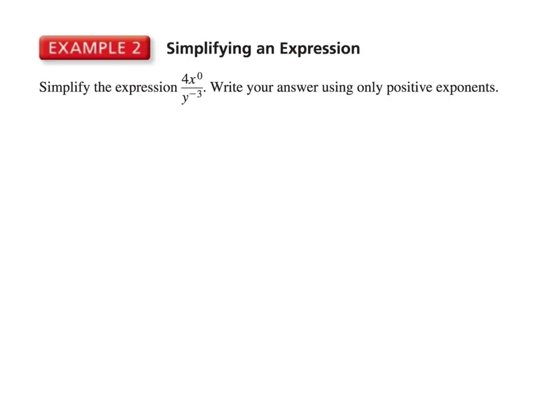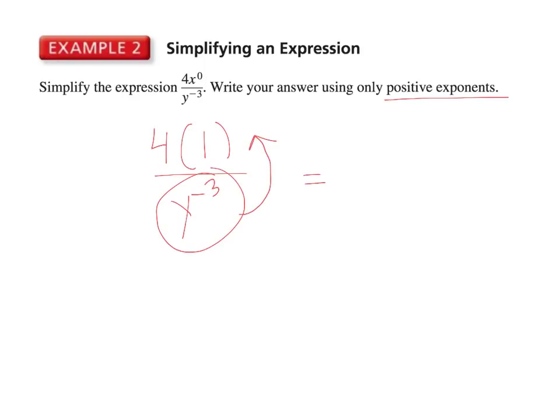On to the next. Simplify this expression, write your answer using only positive exponents. So they don't want any negative exponents in the solution. Here I have 4. x to the 0th power is the same thing as 1. Then I have y to the -3rd power on the bottom. Now I could change the position of this piece by bringing it to the top and making the exponent positive. So I have 4 times 1, and then I have y to the 3rd power now.